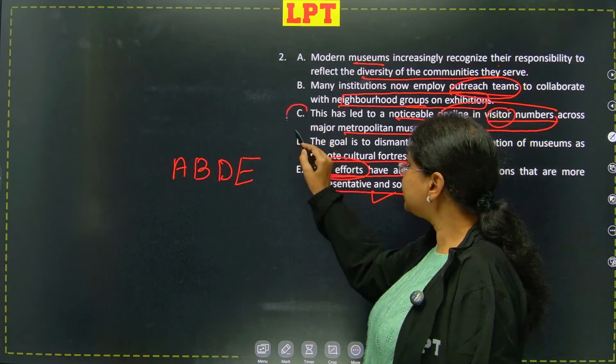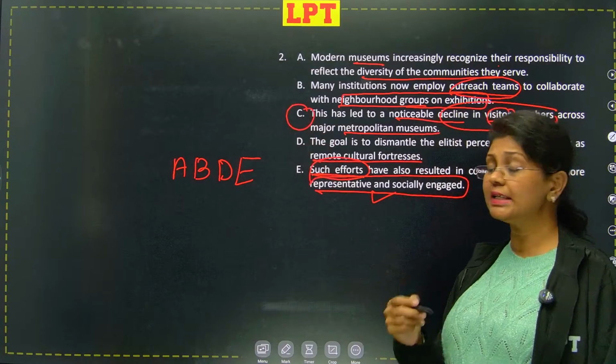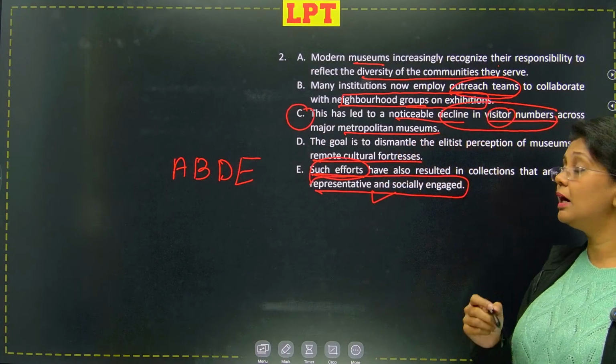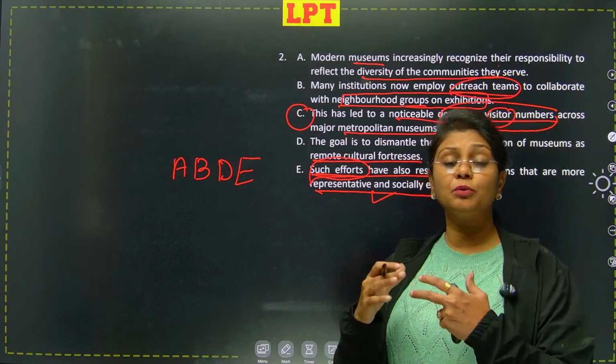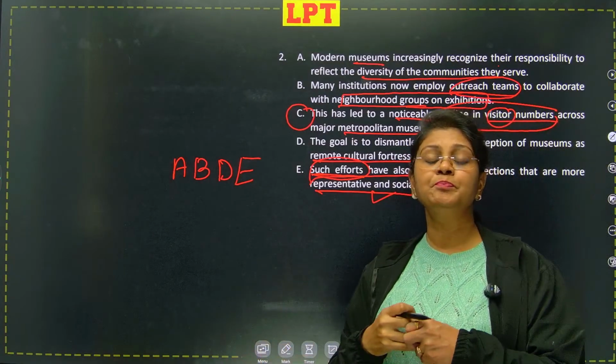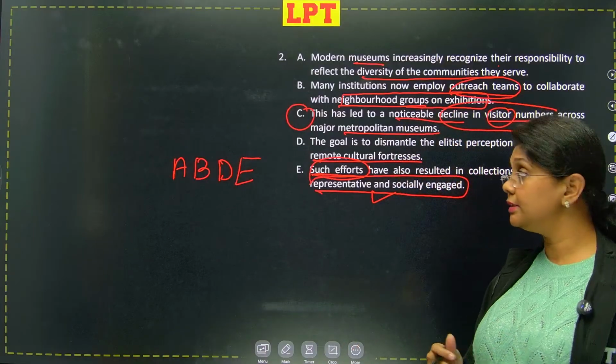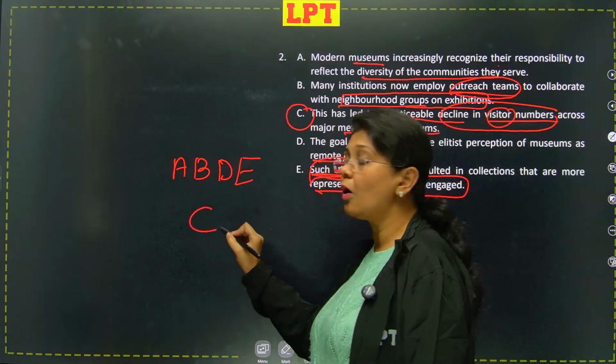Now, if you look at this statement, on the other hand, it talks about a noticeable decline in visitor numbers in the metropolitan museums. Though it talks about museums, the focus is not on the decline in the numbers of visitors. So C becomes the odd one out.